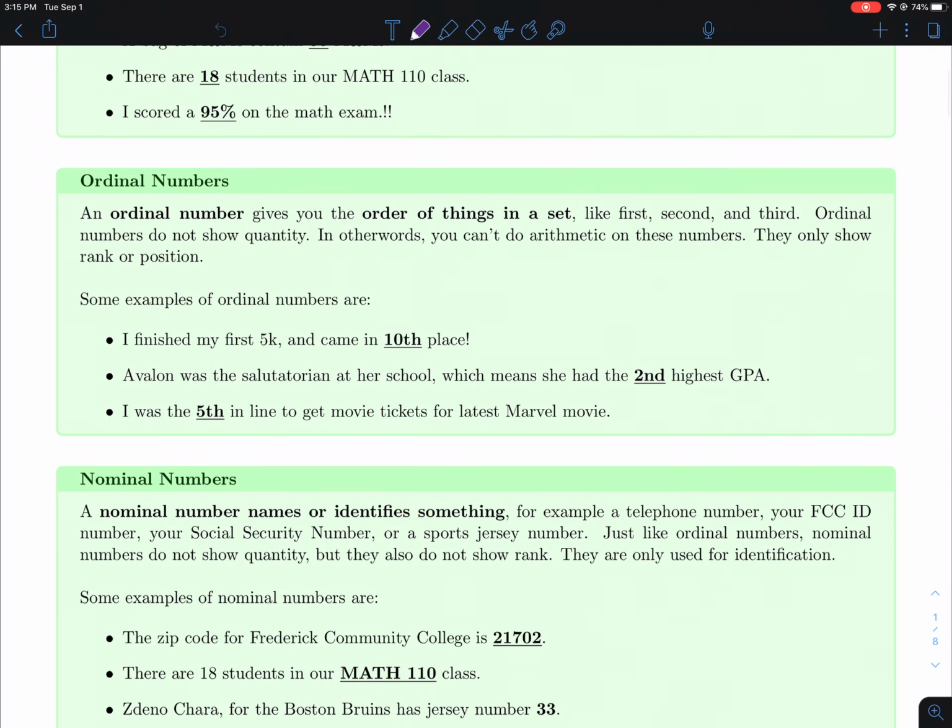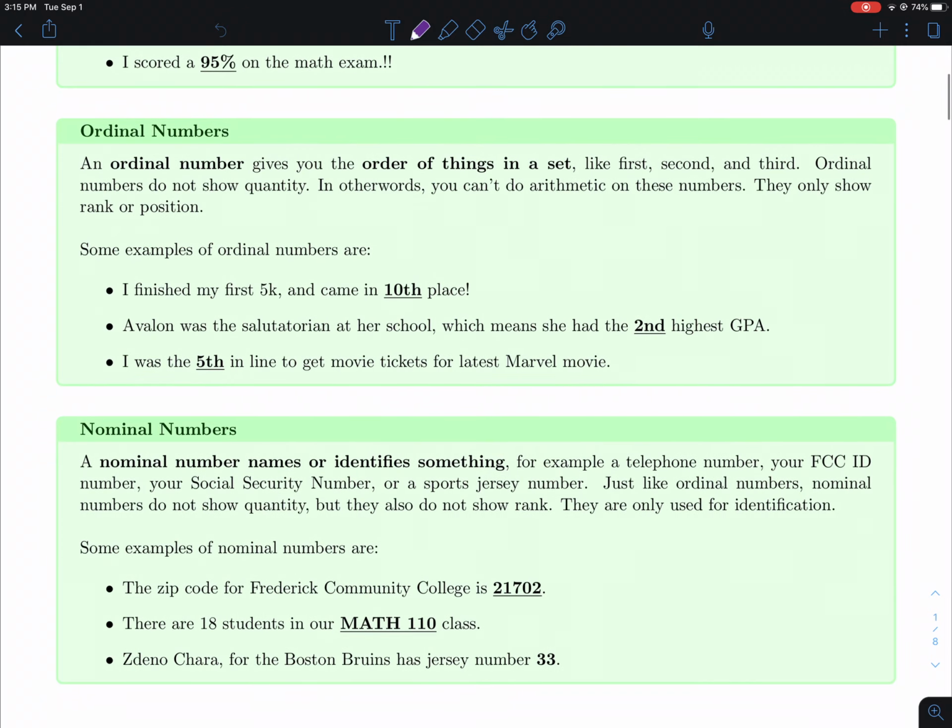In this case, some examples of ordinal numbers would be: I finished my first 5K and came in 10th place. Avalon was the salutatorian at her school, which means she had the second highest GPA. I was fifth in line to get movie tickets for the latest Marvel movie. So again, there's some kind of an order, a ranking that goes along with these.